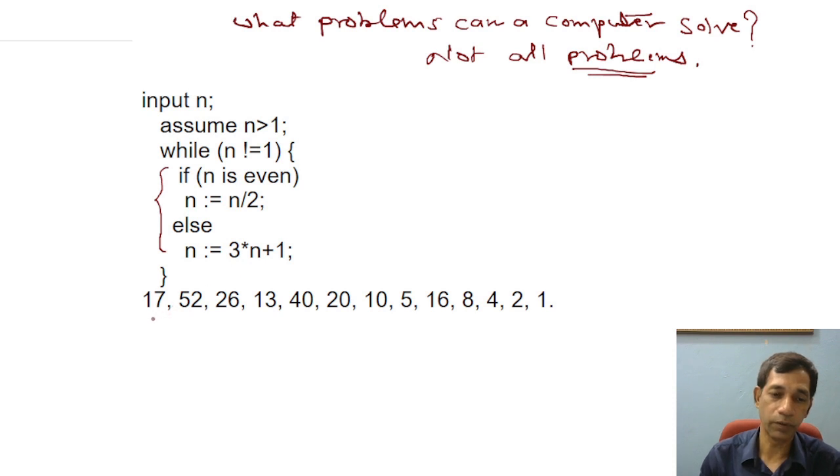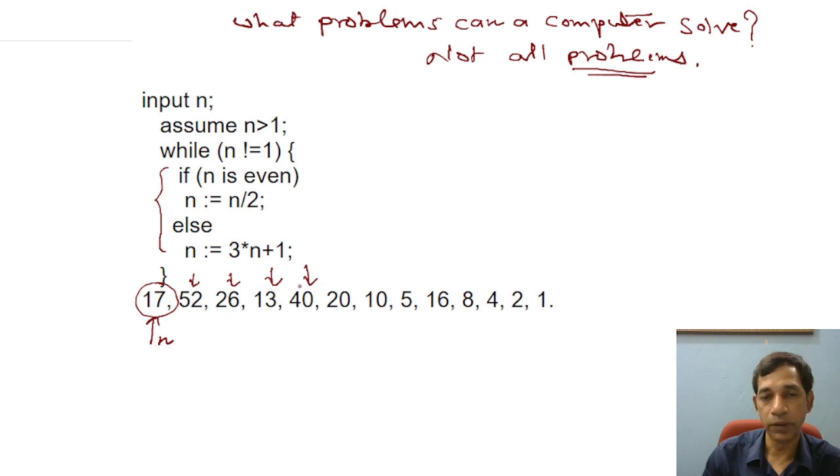For example, say you give the input n equal to 17. n is not equal to 1 and it is not even, so you execute the odd part: 17 multiplied by 3 plus 1 becomes 52. Now n is 52. It is not equal to 1 and it is even, so you divide 52 by 2 and it becomes 26. 26 is even, so dividing by 2 gives 13. Now 13 is not equal to 1 and it is odd, so 13 multiplied by 3 plus 1 becomes 40.